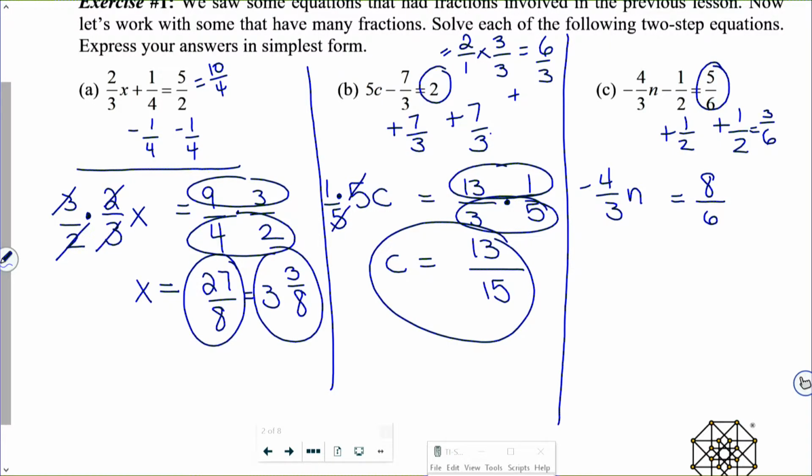Now, what should I multiply both sides by? Well, I should multiply by negative 3/4. And we'll talk about why it should be negative and not positive in a moment. But let me just write it on both sides of the equation.